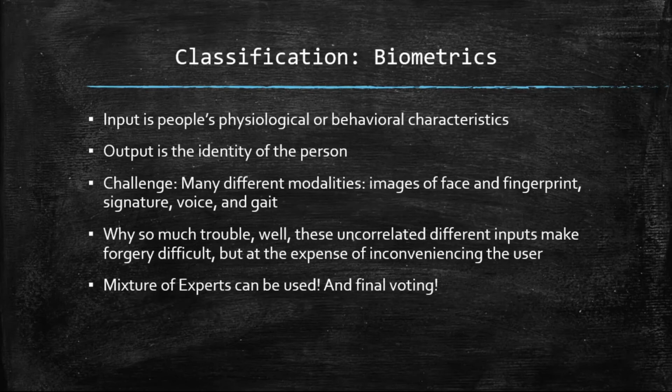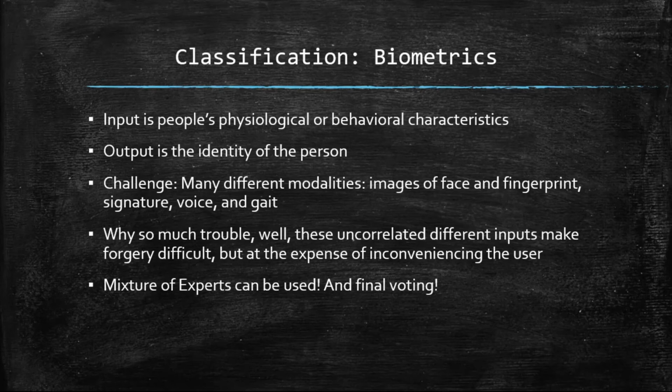Right, one more interesting application of classification in machine learning is biometrics. Here the input to your machine learning model is people's physiological and behavioral characteristics. It's a kind of tricky word to pronounce. Anyways, the output of your model is the identity of that person. Now, the main challenge here is that there are many different modalities of data. So for instance, for physiological characteristics, you can think about the face and fingerprint.